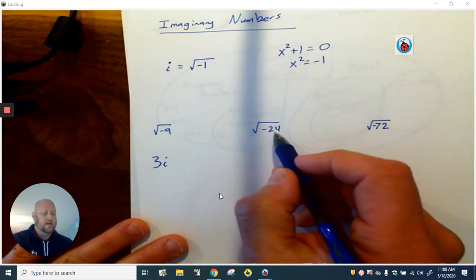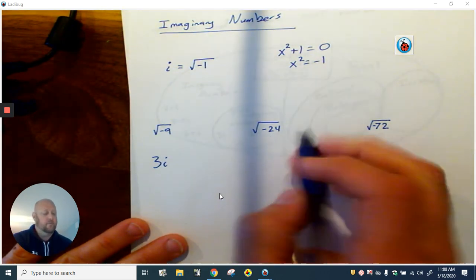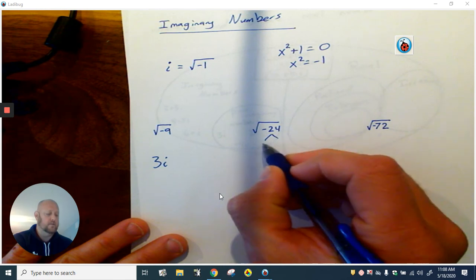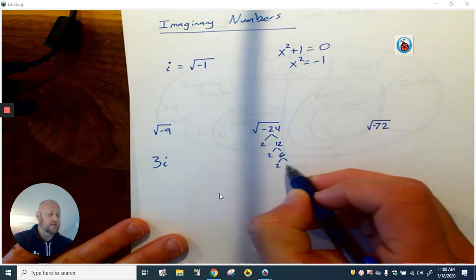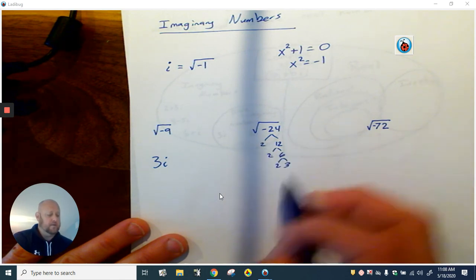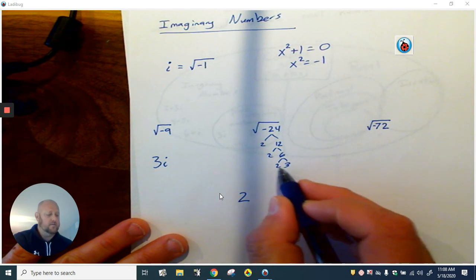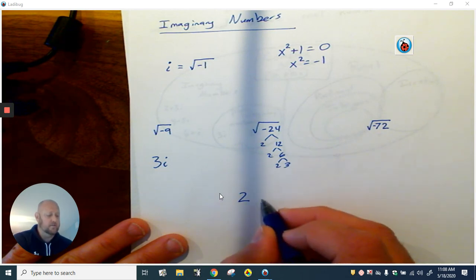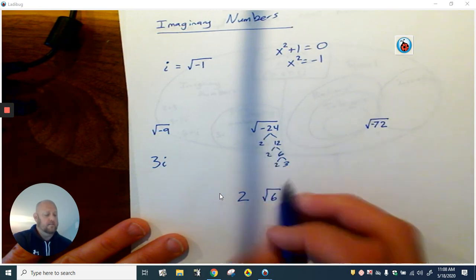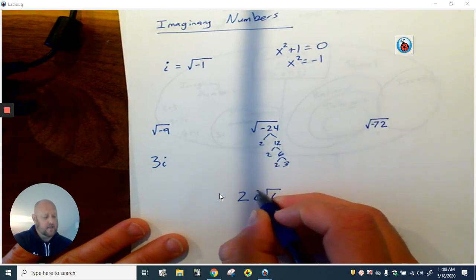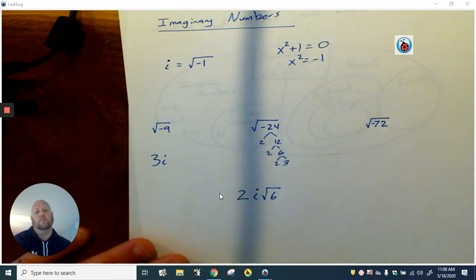And we can simplify problems like the square root of -24. We break it down into its prime factors: 2 and 12, 2 and 6, 2 and 3. So we have a pair of 2's, we can pull a 2 out. We have a 2 and a 3, so we have that 6 left inside. And then for the negative, we just put an i there. So that would be 2i root 6.